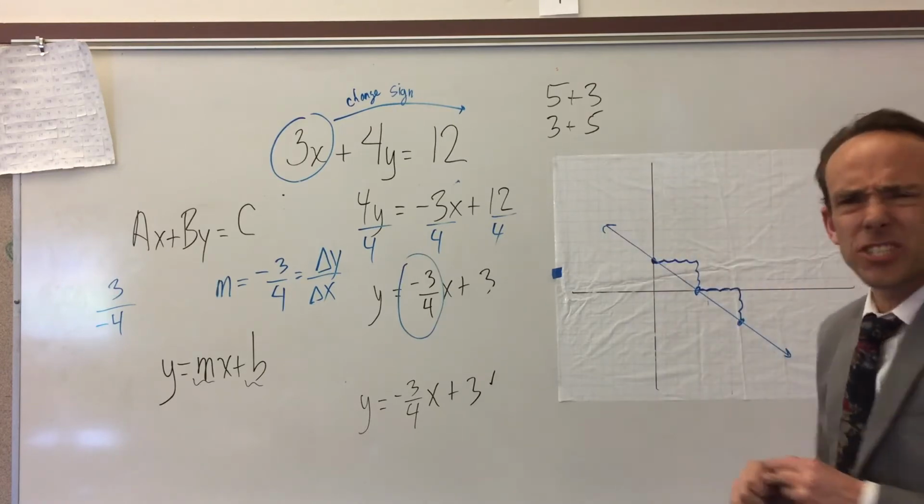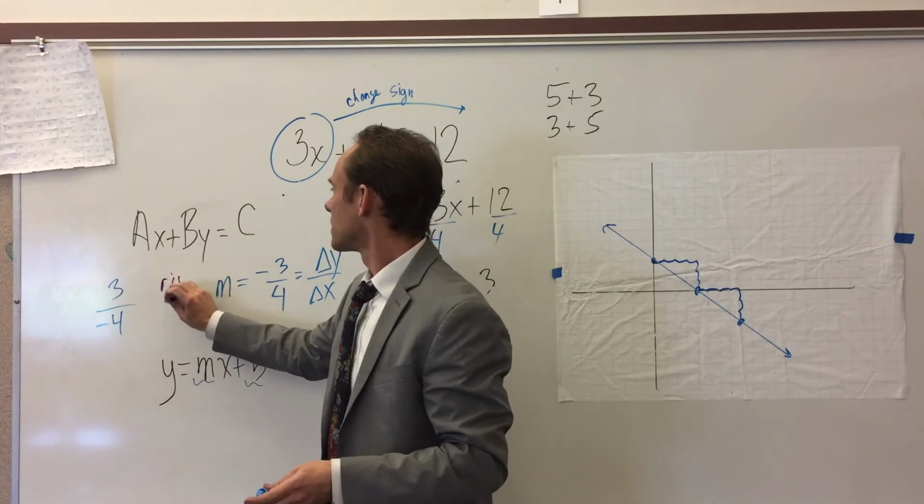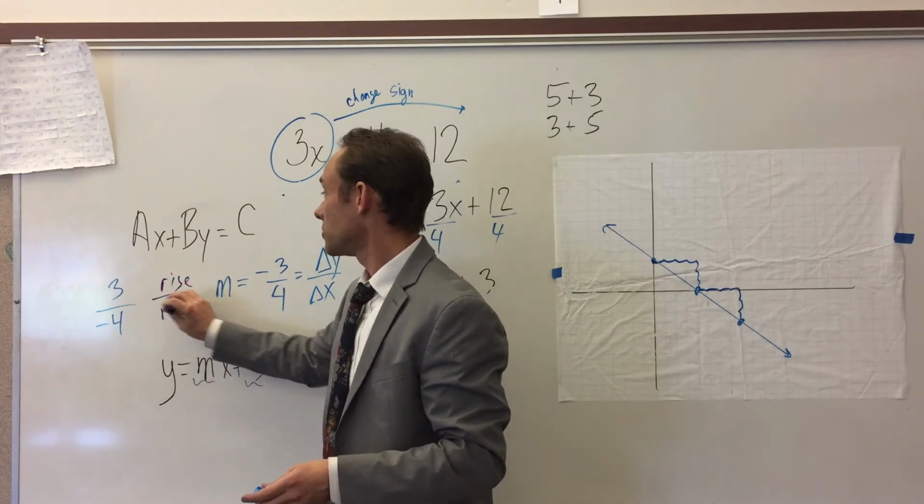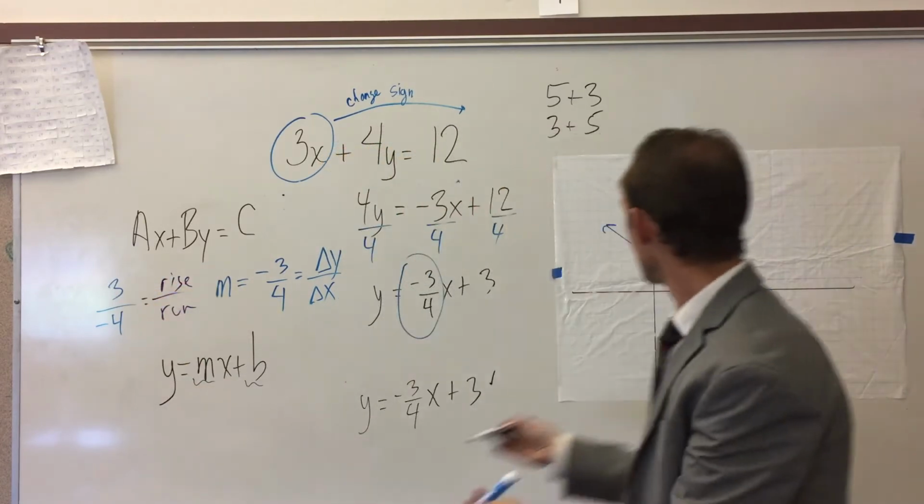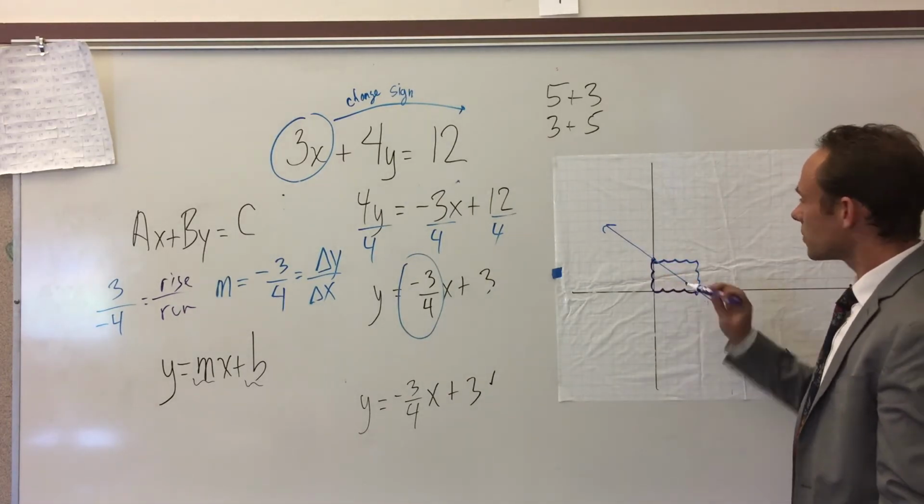I guess I should mention, you know, rise over run. Okay, that's cool, and use that. That's what you like. Okay, so I mean, I could very easily have gone down 3 and then over 4.